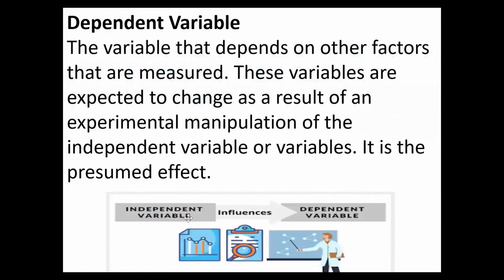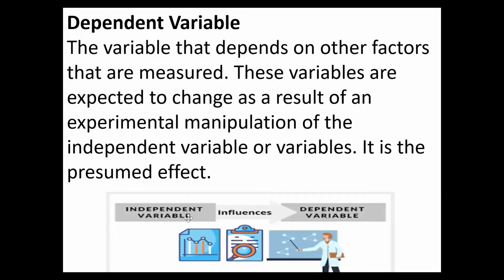Now, the dependent variable. The variable that depends on other factors that are measured. These variables are expected to change as a result of an experimental manipulation of the independent variable or variables, and it is the presumed effect. Independent variables are known as the presumed cause, and dependent variables are known as the presumed effect. And these variables are observable behavior. These are those variables which are observed by the experimenter.